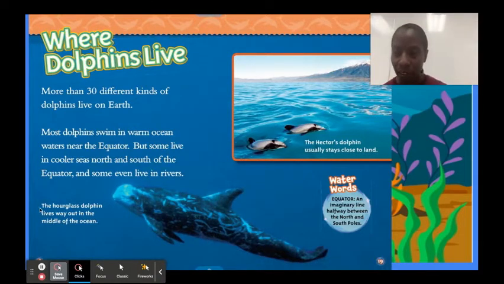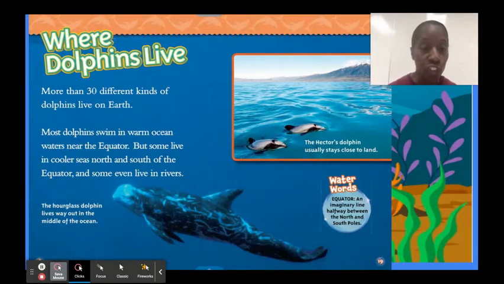So let's go down here. The hourglass dolphin lives way out in the middle of the ocean. Let's read this. The Hector's dolphin usually stays close to land. Water word, equator, an imaginary line halfway between the North and the South Pole. So do you see how the captions give us more detail, more information?